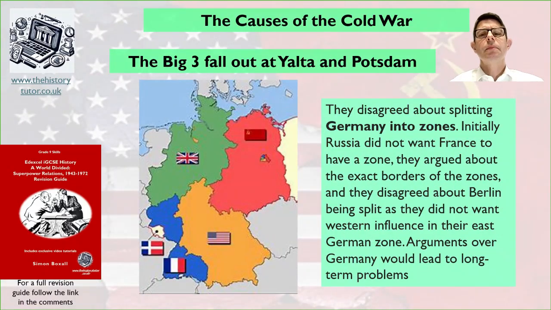They also disagreed about splitting Germany into zones. Initially, Russia didn't want France to have a zone at all. They argued that France had been defeated in the war and was not capable of looking after a zone.